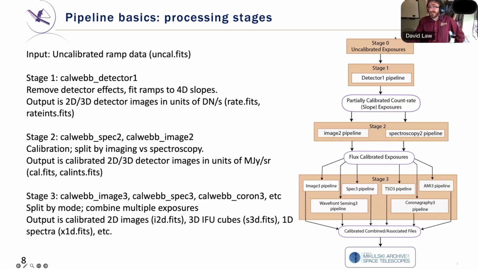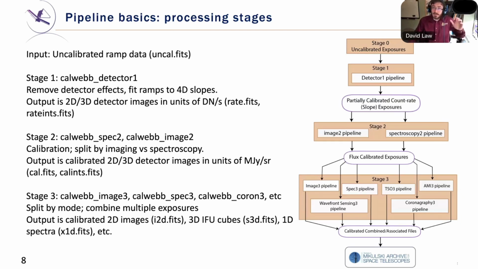This is so-called stage 0. This is the uncalibrated data. It's been downloaded from the spacecraft via the Deep Space Network, and we've packaged all of that telemetry into a convenient format. So these are the so-called uncal.fits files, which is the raw data that we get from the telescope prior to really having any processing done on them.